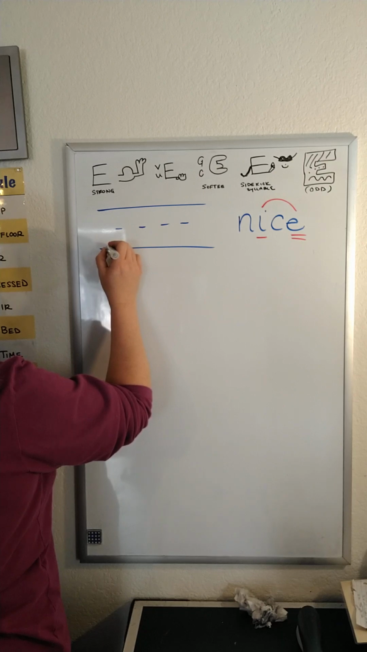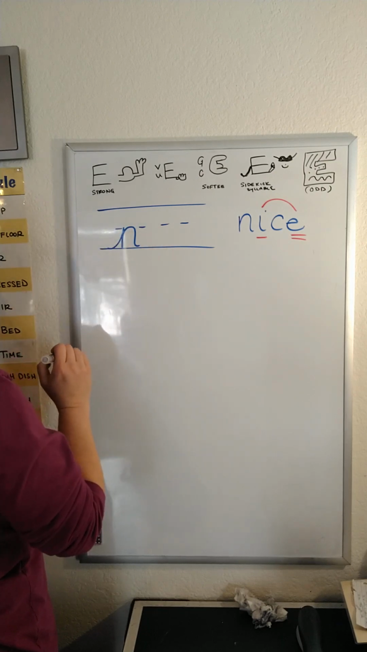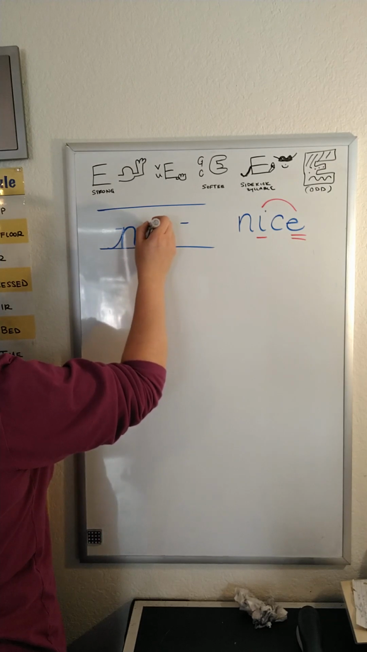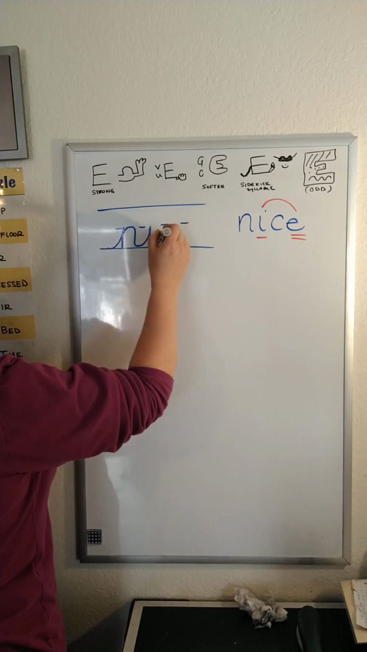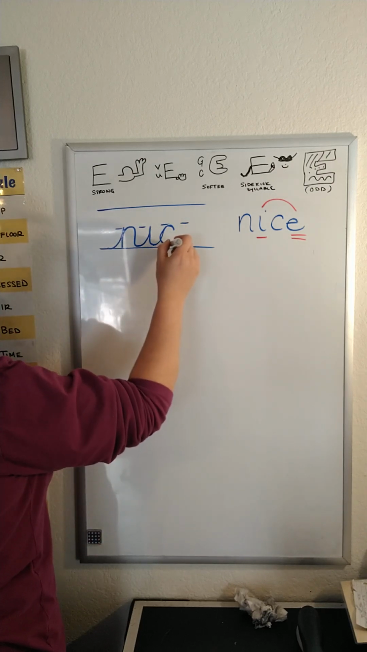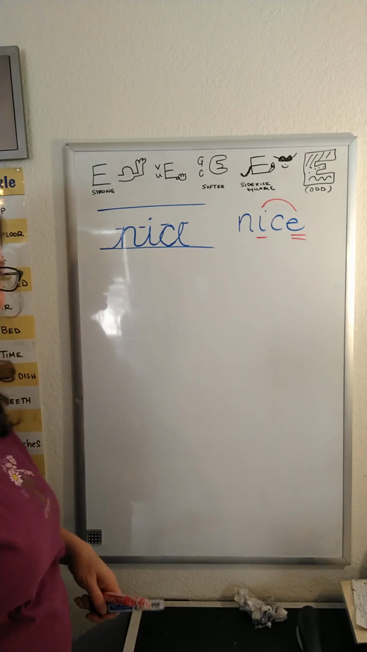For your N, up to the midline and straight down, bump at midline and out. For your I, up to the middle and down. For your C, stop at 2 o'clock, come back around. And for your E, a loop at midline. Nice. Nice job.